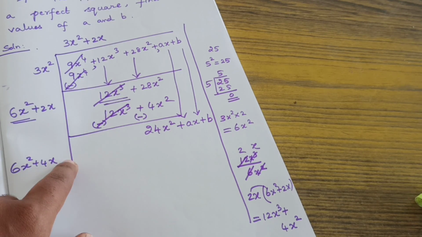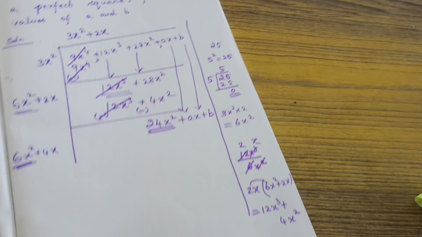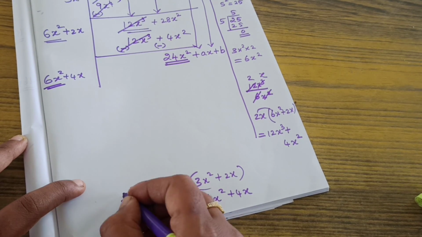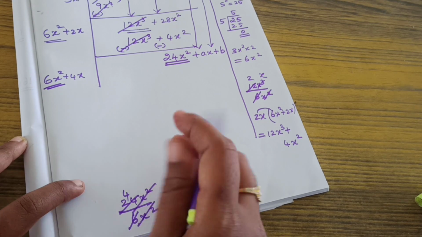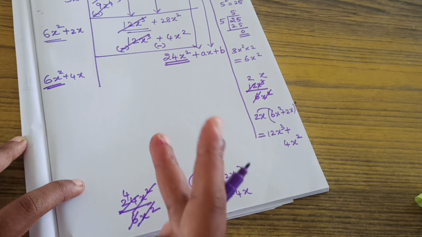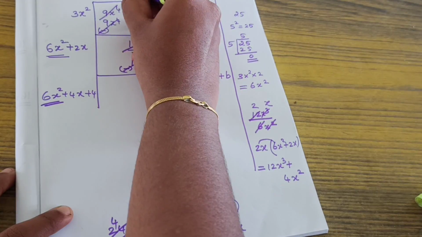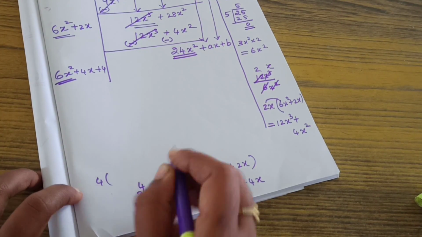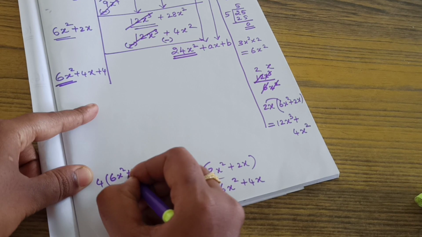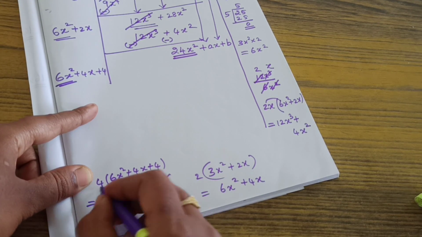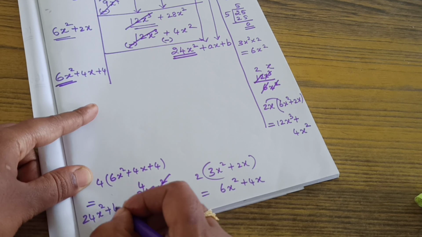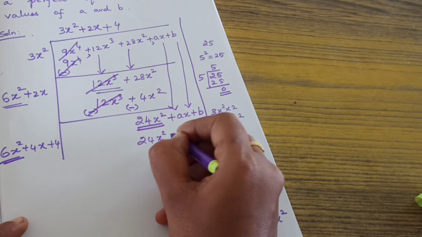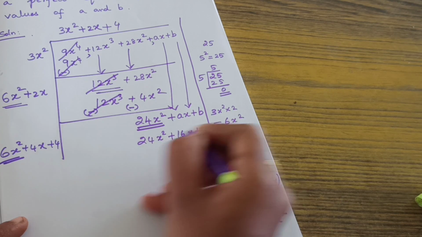How will you write the third term? First term divided by first term. So 24x square divided by 6x square. So 6 fours are 24. X square and x square get cancelled. This answer you need to write in two places. Where? Plus 4, here also plus 4. Then this answer into this whole term: 6x square plus 4x plus 4. Multiply inside. 6 fours are 24x square. 4 fours are 16x plus 16. Copy it here: 24x square plus 16x plus 16.